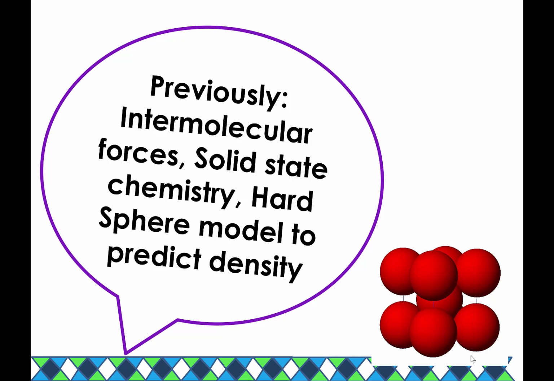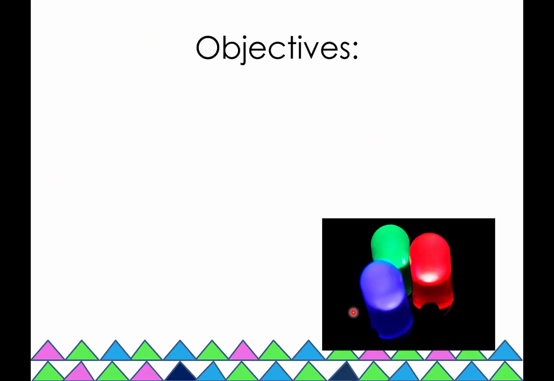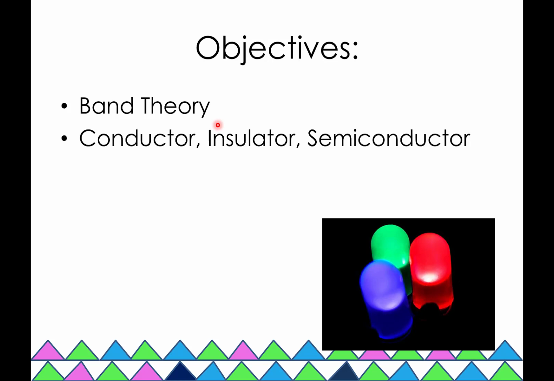Previously, we've been discussing intermolecular forces, solid state chemistry, and the hard sphere model to predict density for both metals and ionic salts. So in this lecture, we're going to continue on with our discussion on solid state chemistry, but today we're specifically going to focus on band theory. And band theory is a little bit more sophisticated approach for talking about bonding for solids.